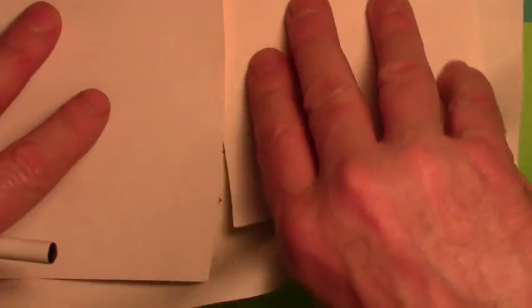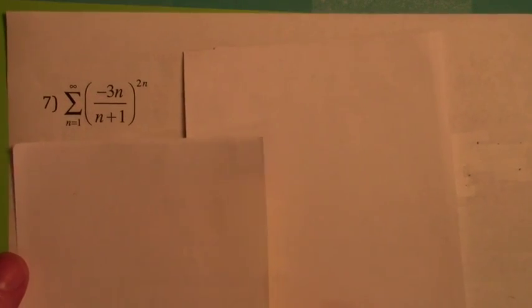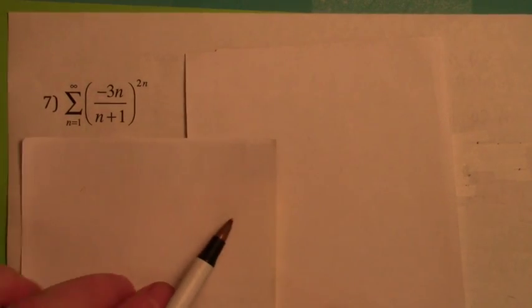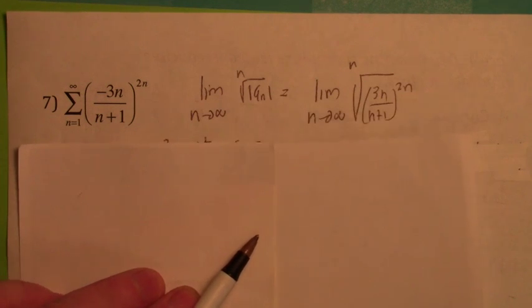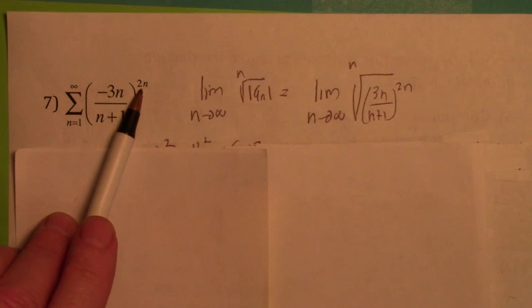Okay, we've got 2 more here. Let's look at this one here. So I'm looking at this, and I'm wondering, let's try the root test. Why would I try the root test? Because see how you have something to the 2n power? You could think of that as being to the n power that's squared.